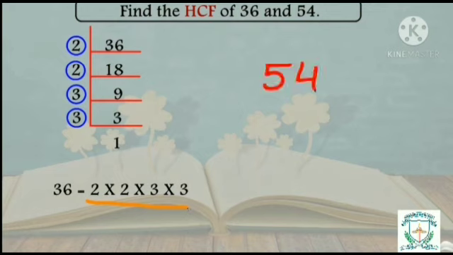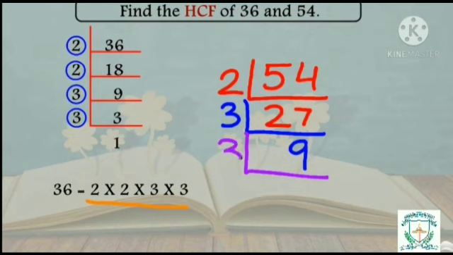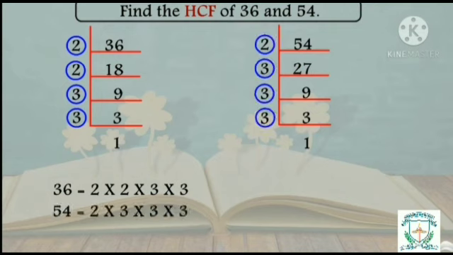We go to 54. 54 divided by 2 is 27. 27 is not divisible by 2, so move to the next number, 3. 27 divided by 3 is 9. 9 divided by 3 is 3. And 3 divided by 3 is 1. So prime factors of 54 are 2 into 3 into 3 into 3.